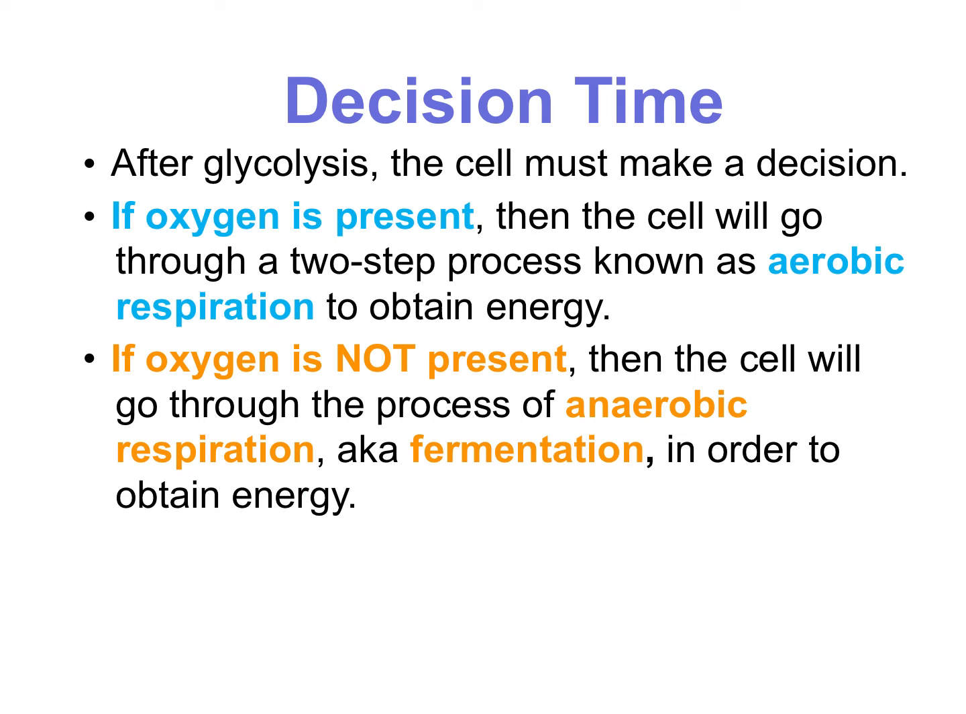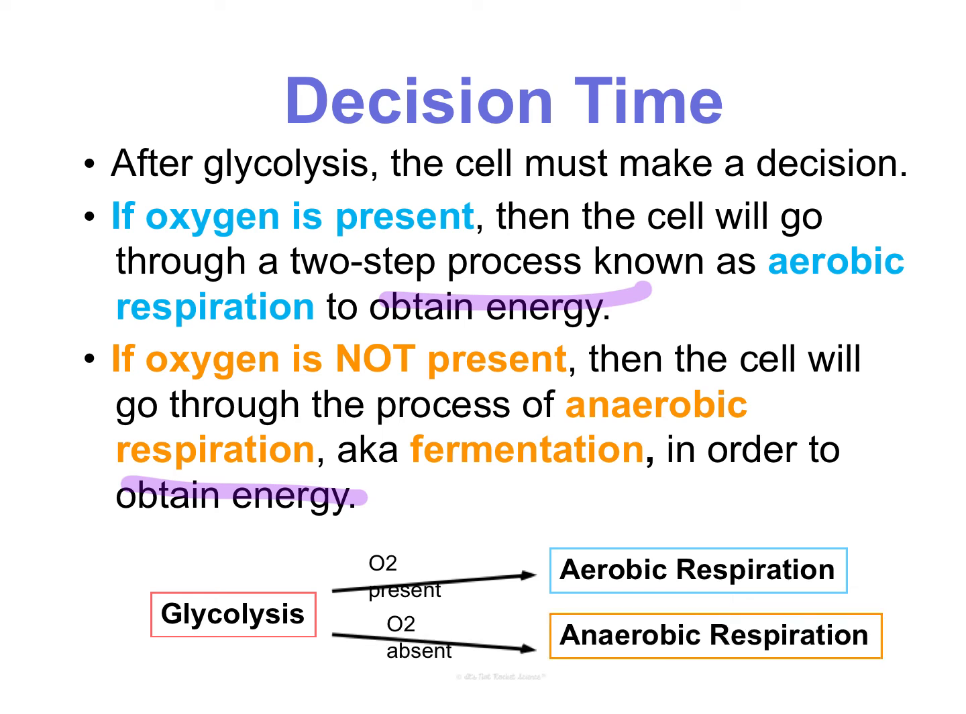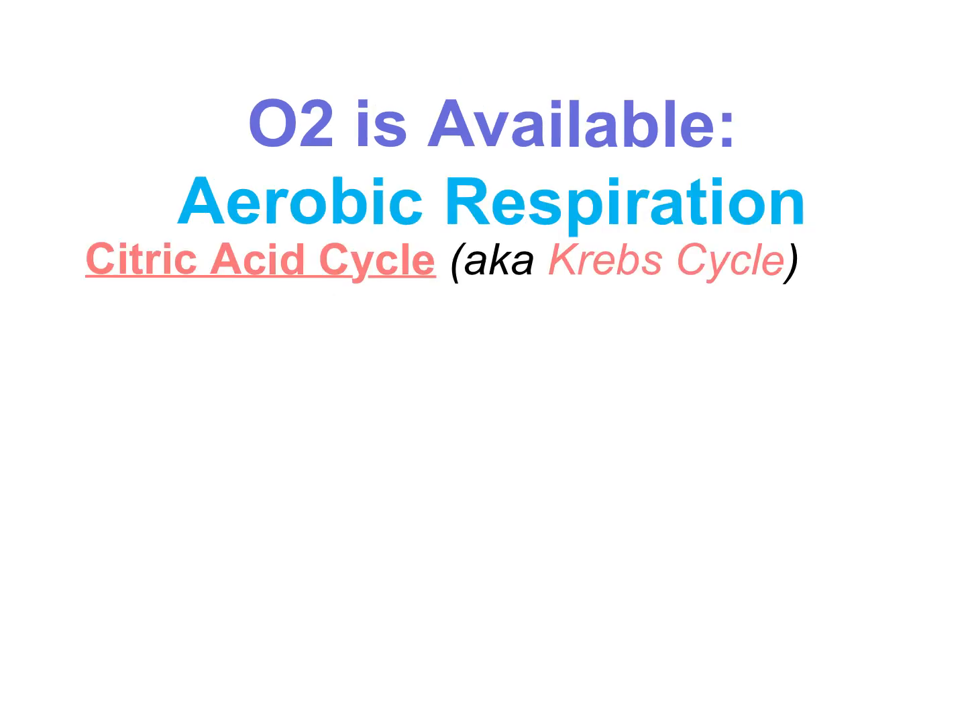So if oxygen is not present, we're doing anaerobic, so no oxygen, which is also known as fermentation. Both of these are going to give us energy. They both obtain energy, but just in different ways and in different amounts of energy. So we will always have glycolysis as step number 1. And then if oxygen is present, we will go through aerobic respiration. And if oxygen is not present, we will go through anaerobic respiration. Okay, today we are looking at when oxygen is available.